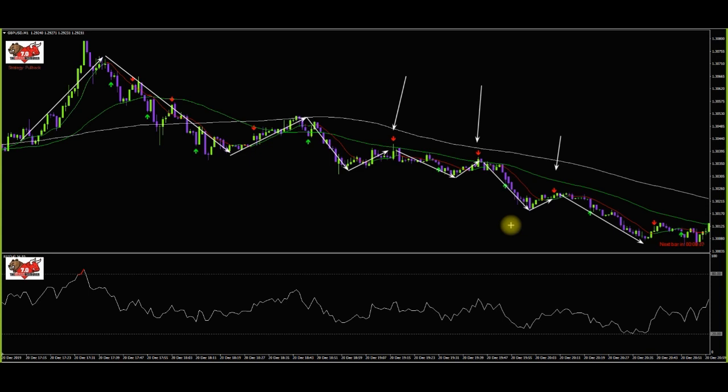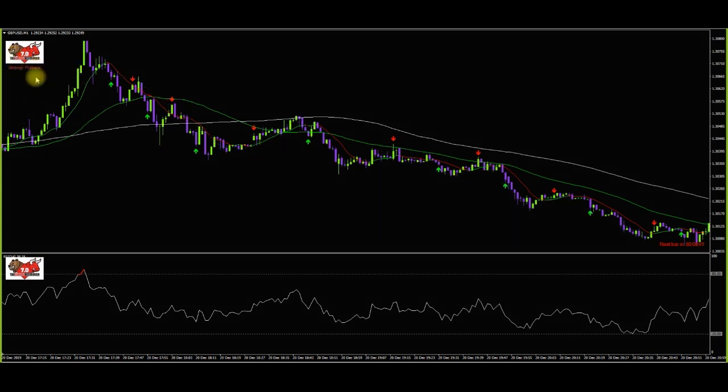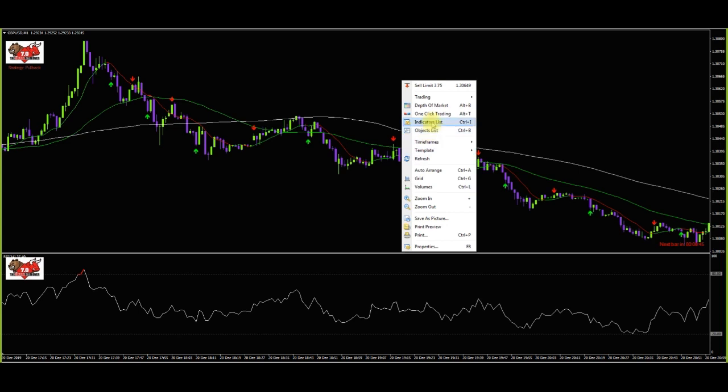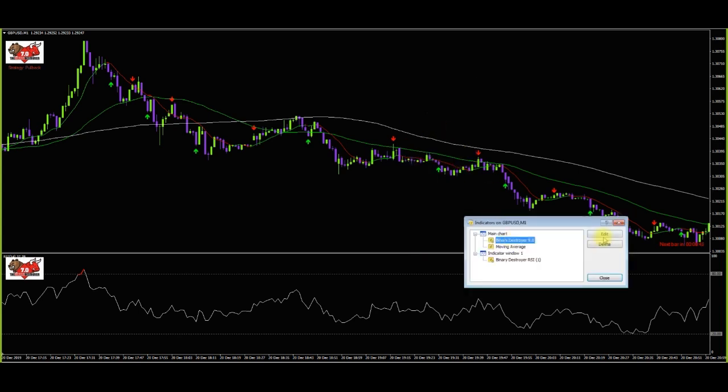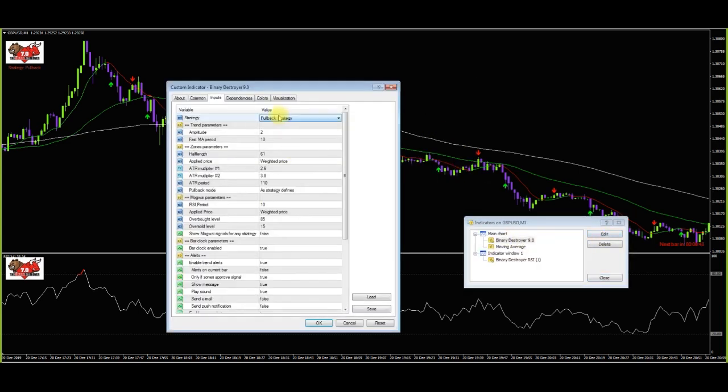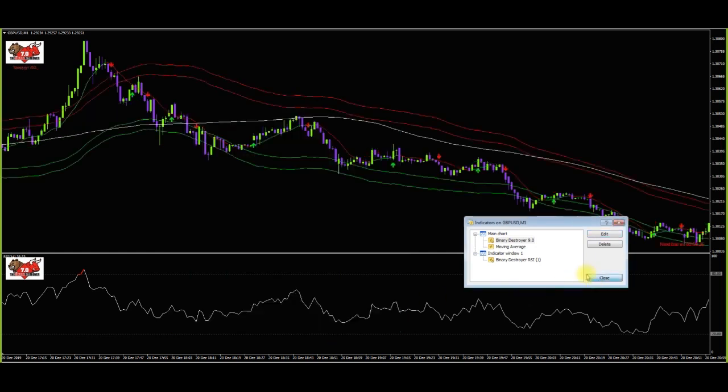So for instance, if you're trading the pullback strategy like this, you can change the RSI to show divergence. You can change the arrows to either come in earlier or later. So it can give you a better understanding on how to read and hopefully trade the Binary Destroyer and the market successfully. So again, let's go over the settings. As you can see here, it says strategy pullback. Again, so simple. We just go into indicator list, Binary Destroyer 7.0, and we just change it to the BD strategy. And again, we've loaded up the BD strategy.